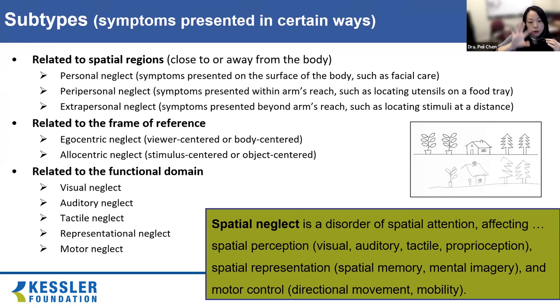the good side or right side of things, neglecting the left side or neglected side, if the patient has a right brain stroke or brain damage. And it also affects motor control. It affects directional movement. They initiate less movement, or smaller movement, or incomplete movement toward the neglected side, which highly affects their mobility and their safety.